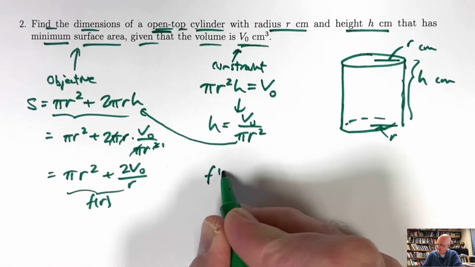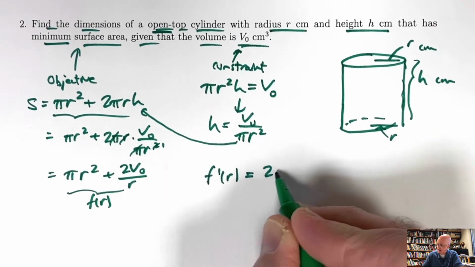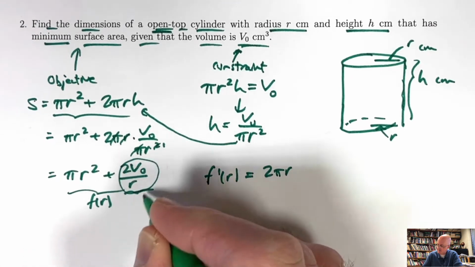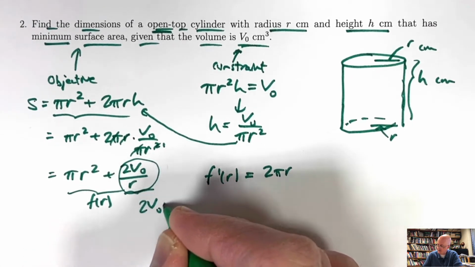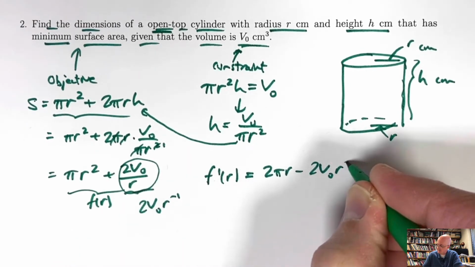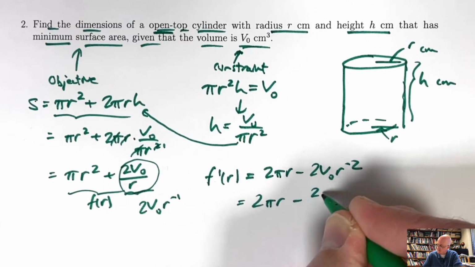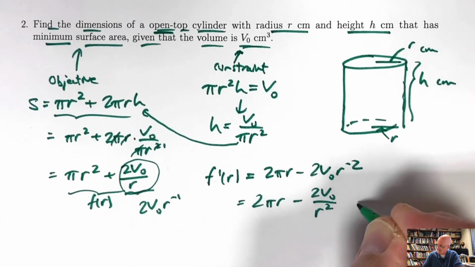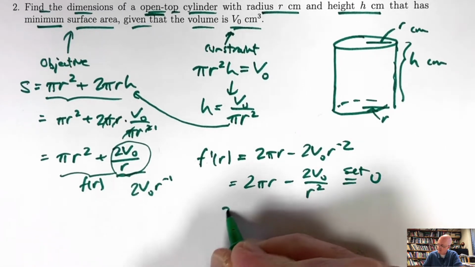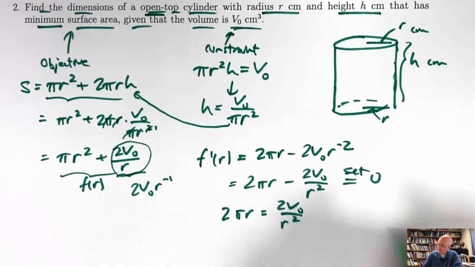So what is the derivative? F prime of r is, differentiate that, get 2 pi r. Differentiate this. This is the same as 2v0 r to the negative 1. So I'll get minus 2v0 r to the negative 2. This is the same as 2 pi r minus 2v0 over r squared. I want to set this derivative equal to 0 and solve for r. Add 2v0 over r squared to both sides.